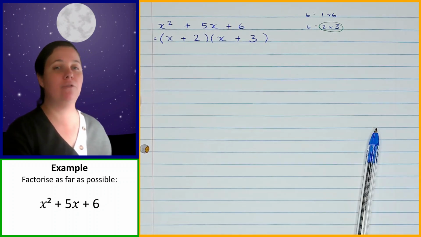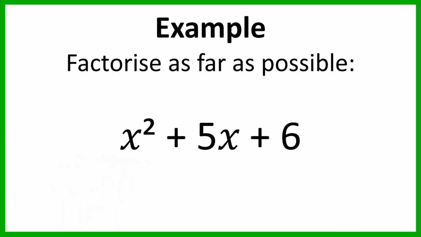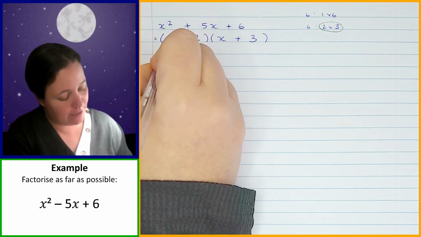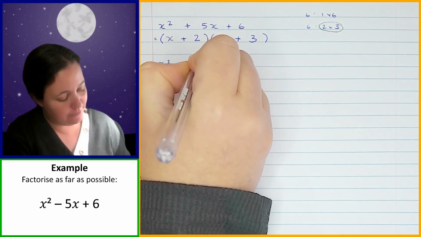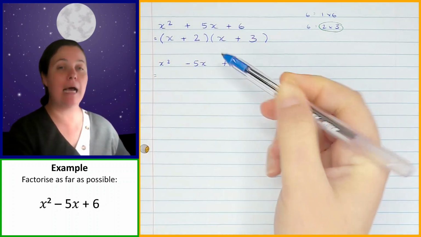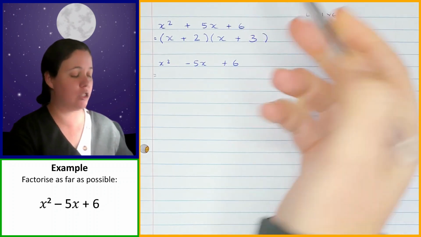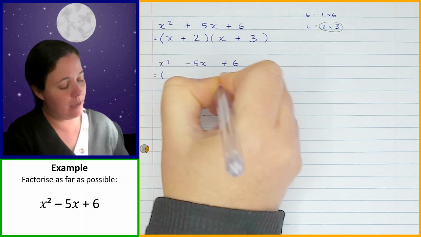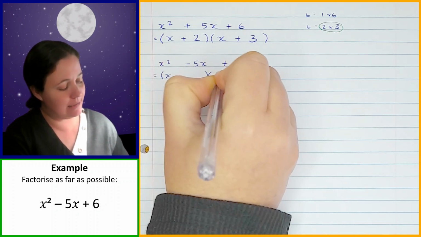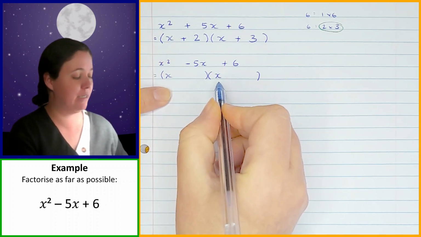Okay, so let's have a look at our next example. In this example, I've got x squared minus 5x plus 6. So it's almost the same as the one we just did. Okay, so over here, I've got x squared minus 5x plus 6. Okay, so let's see how it differs from this one. So we're going to start off exactly the same. I've got my two sets of brackets, x and x as the first terms in the two sets of brackets.